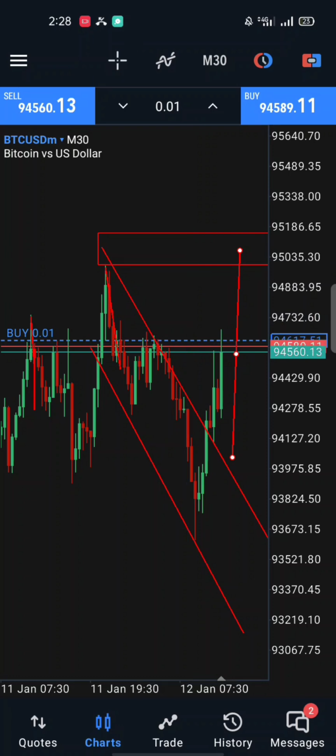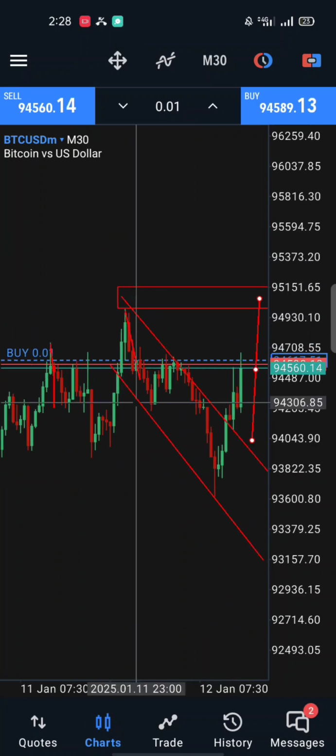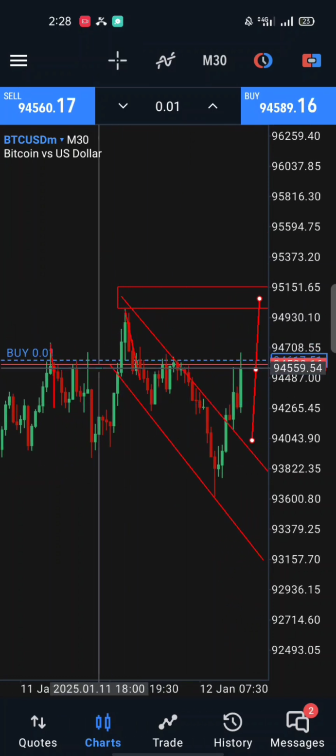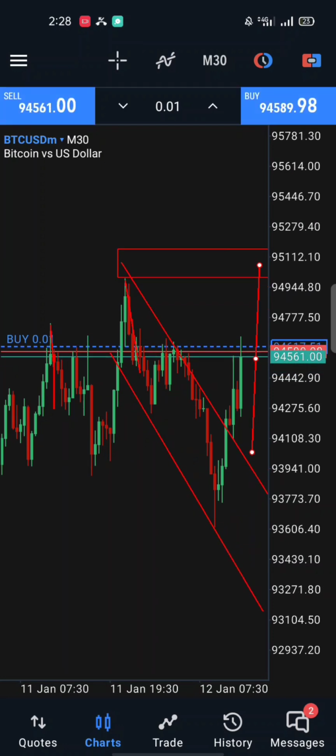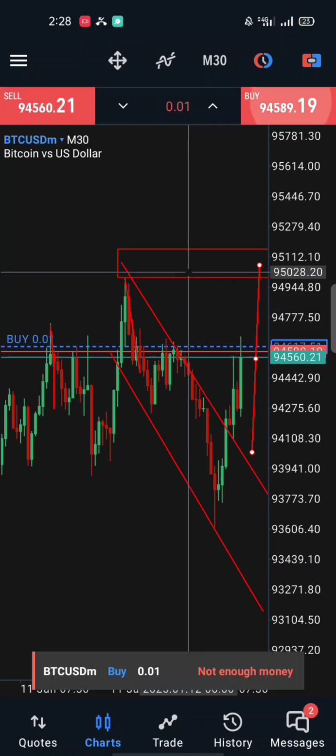There is a fake resistance zone at this point. The market will go to take out that point and retest to this upper zone.